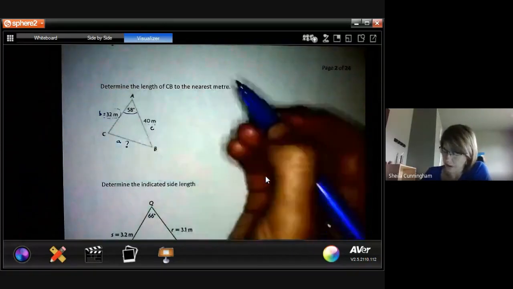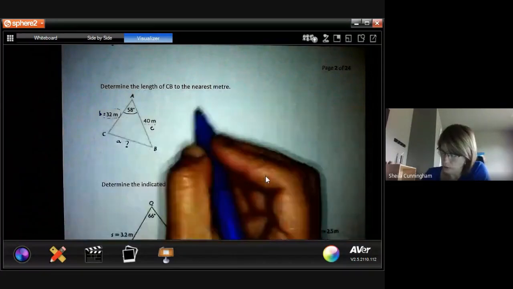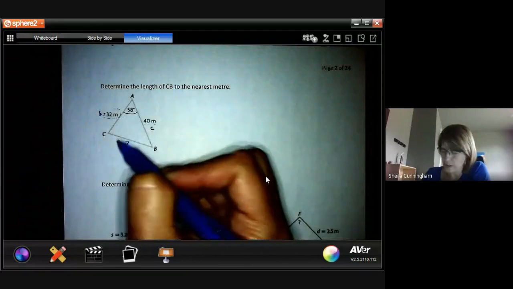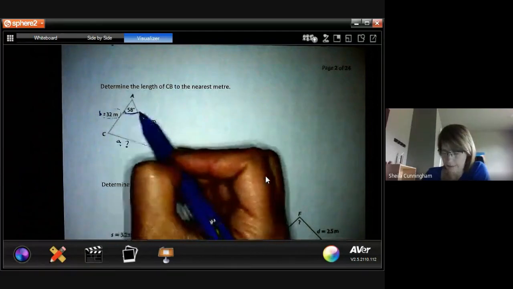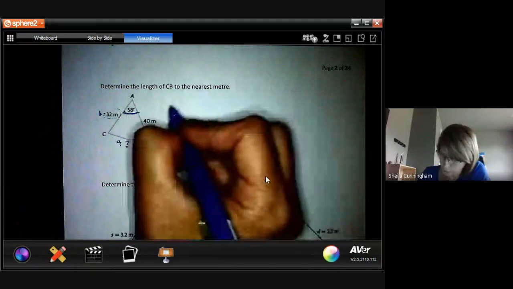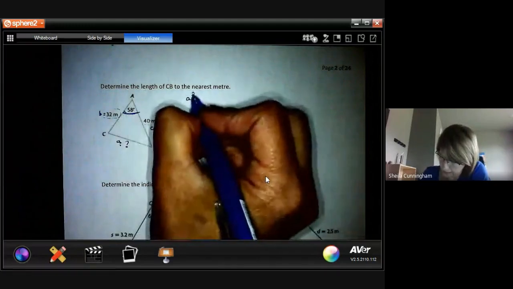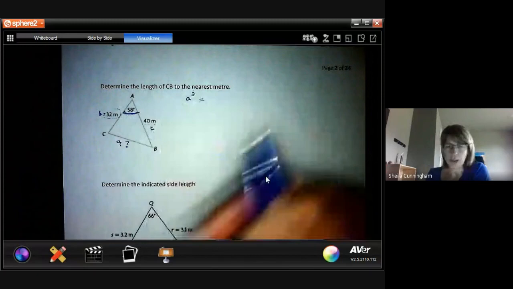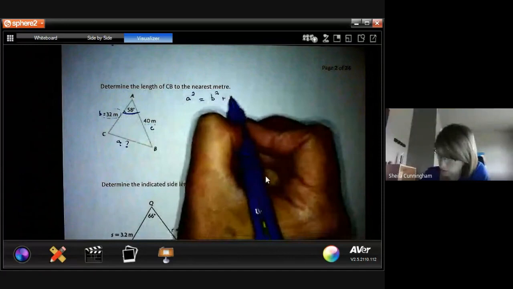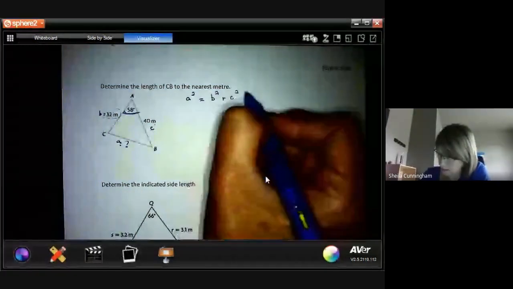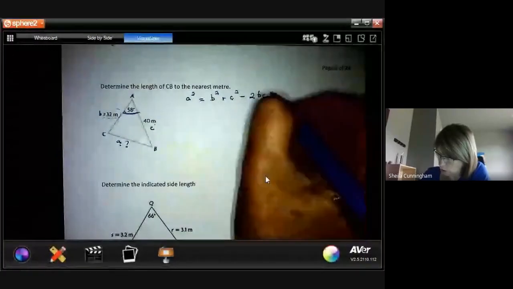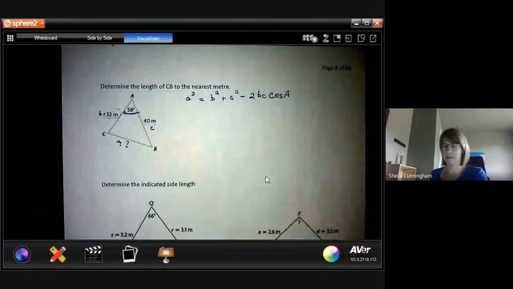Now if you notice, if I think about my cosine law, my missing side measure that I'm looking for corresponds to the angle measure that I have, which is going to be really important for us moving forward. That means I'm going to let the little a, that side measure, equal the square of the other side plus the square of the other side minus 2 times these two sides times the cos of my angle measure, cos of A.